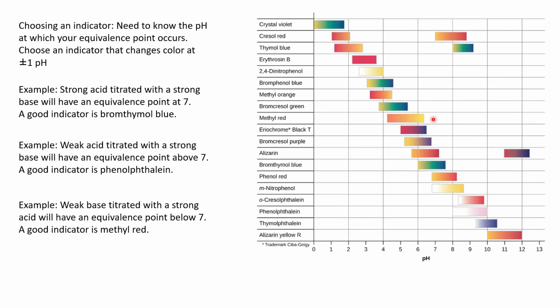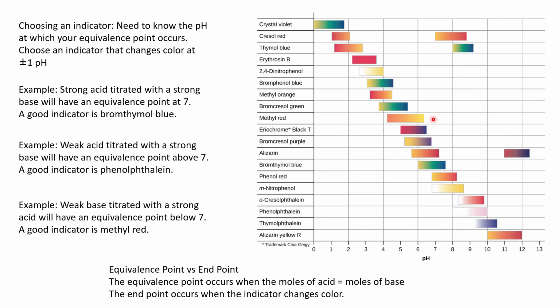When titrating and using an indicator, it is really important that you differentiate between equivalence point and end point. So your equivalence point is going to occur when your moles of acid equal your moles of base. This is stoichiometry. Your end point is going to occur when your indicator changes colors. It is important that you choose your indicator appropriately so that for whatever calculation you're doing, you can assume that the end point and the equivalence point are so close together that it does not introduce error into your calculation.